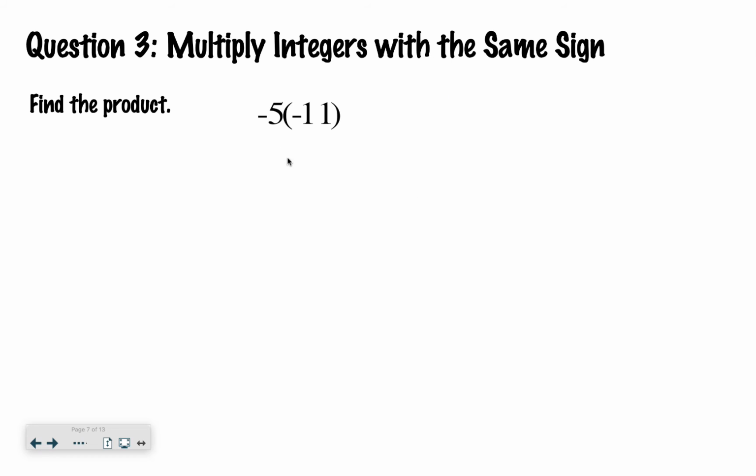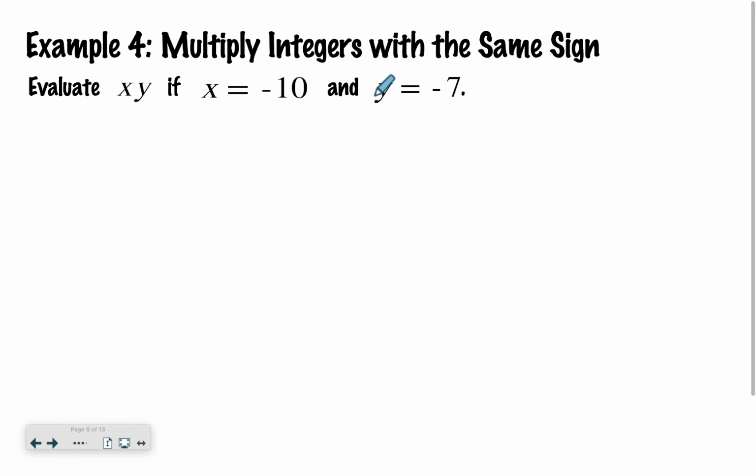All right, your turn. Multiply integers with the same sign. Find the product. Negative 5 times negative 11. Good luck. Hopefully you said a negative times a negative is positive, and 5 times 11 is 55. If you have questions about that, please be sure to ask for some help.